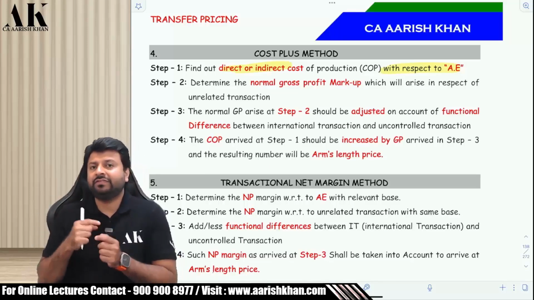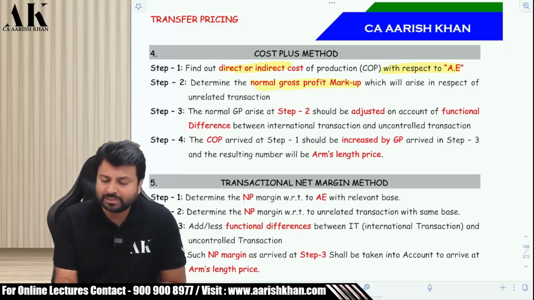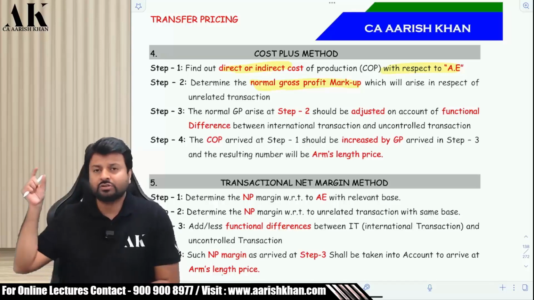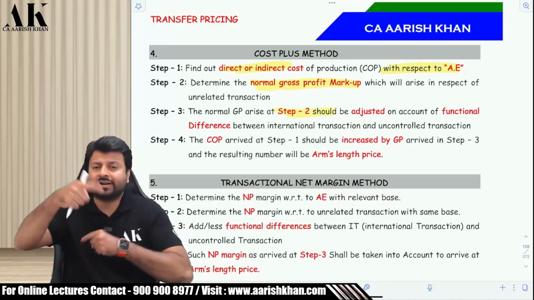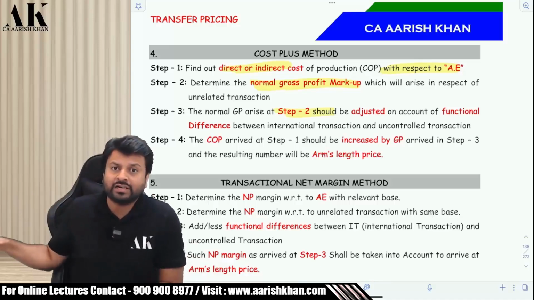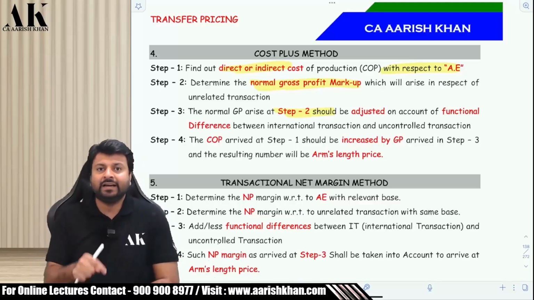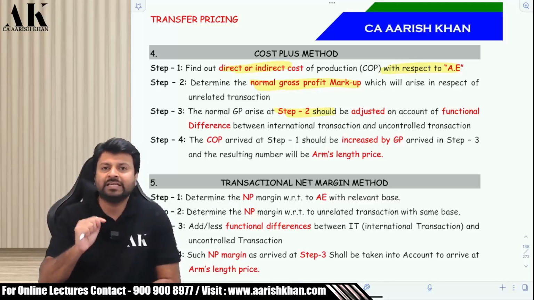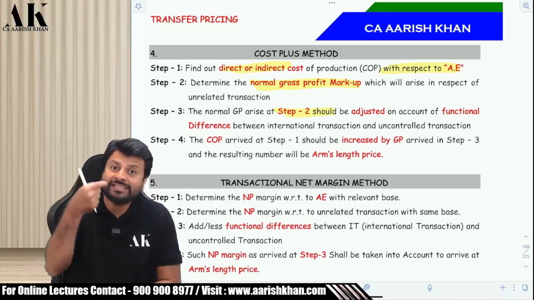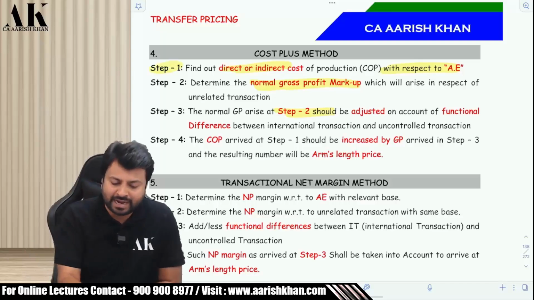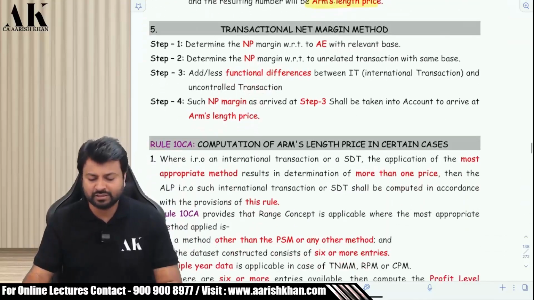After that, I have to find out the normal GP in respect of the third party. Suppose it is 50% of the cost. So I have to identify that. Then in this method, you are supposed to compare your international transaction with your uncontrolled transaction, and you have to make adjustments in your GP margin. In this method you are not going to make adjustments in your price, but in your GP margin, and you will find a revised GP margin. That revised GP margin will be added to your cost, and then you will get your arm's length price. So this is what this method is all about.